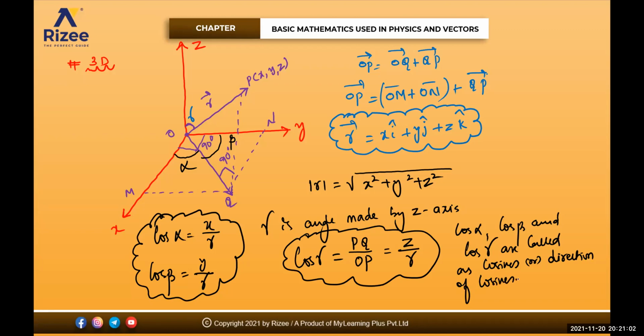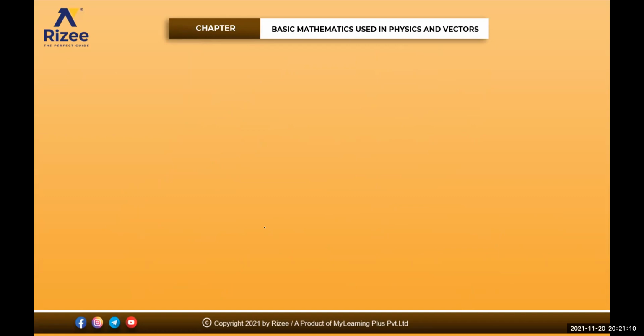So what does direction cosines mean? Cos alpha is equal to x by r, cos beta is equal to y by r, and cos gamma is equal to z by r. Clear for everyone? So let me give you some examples for practice. You'll get an idea how the problems will be shared in this one.